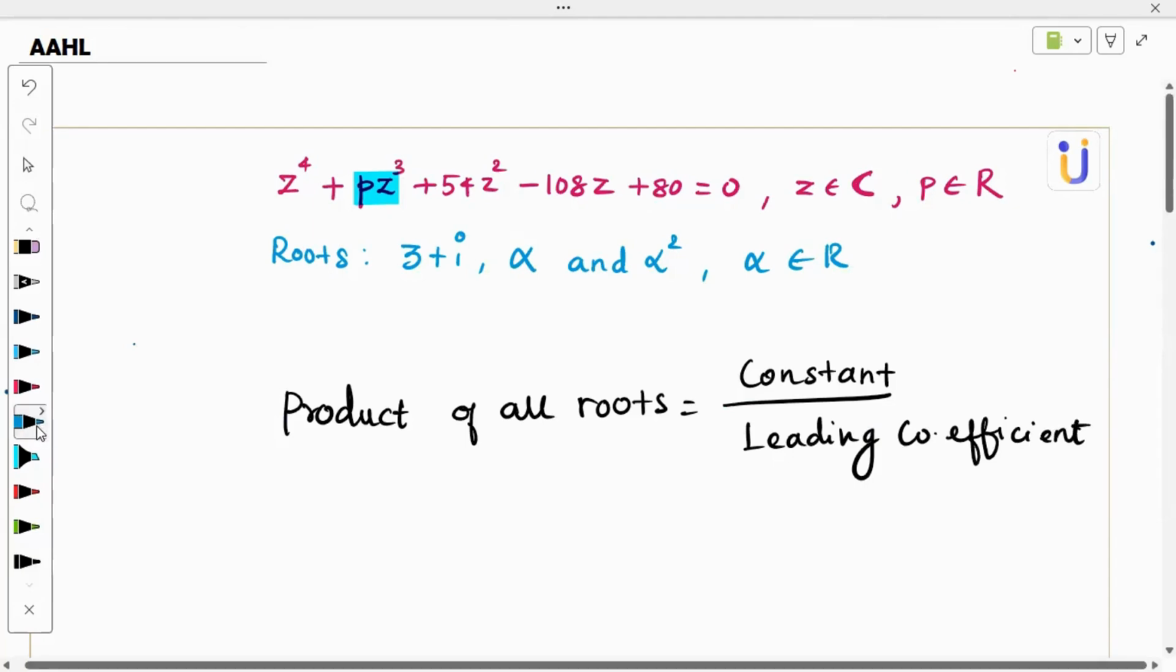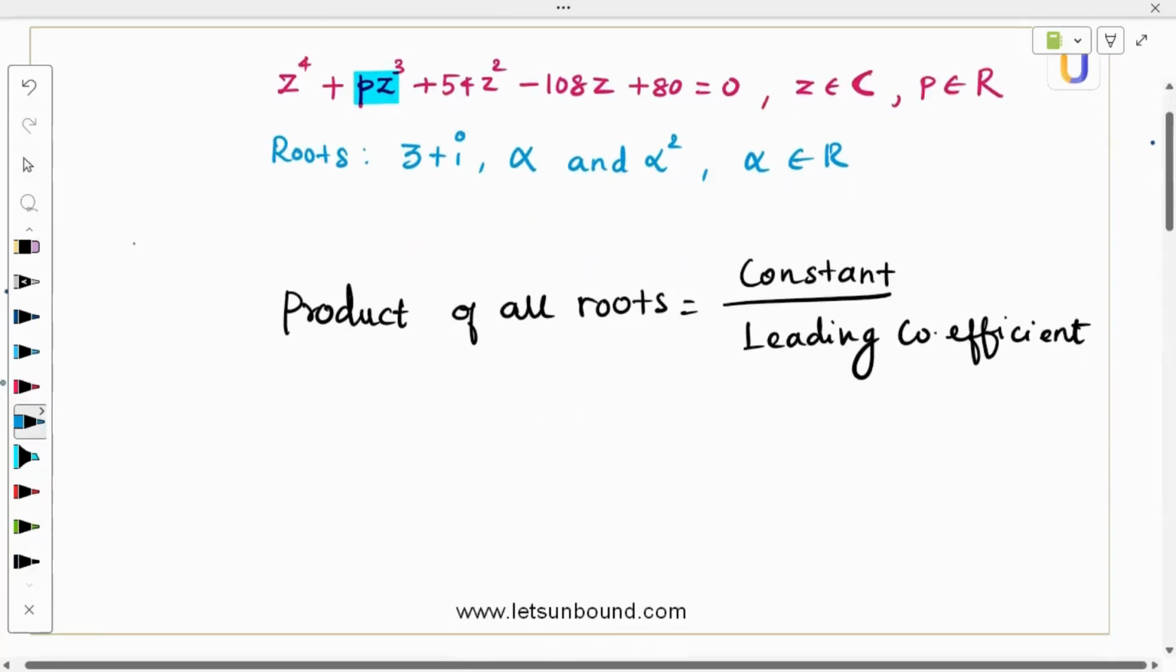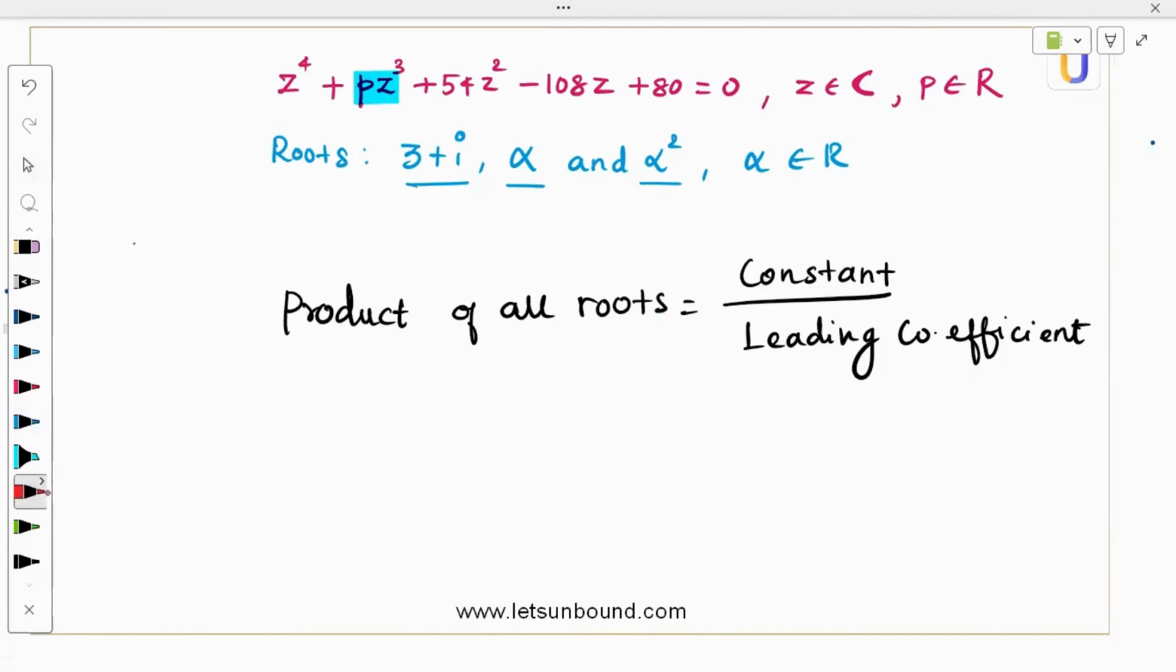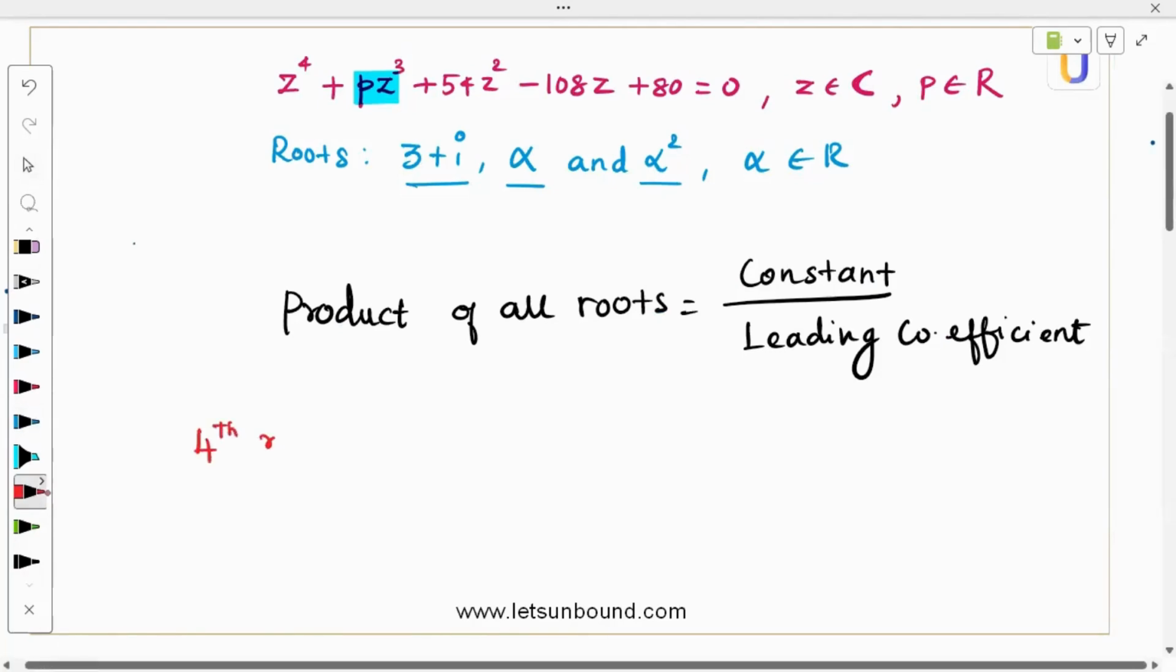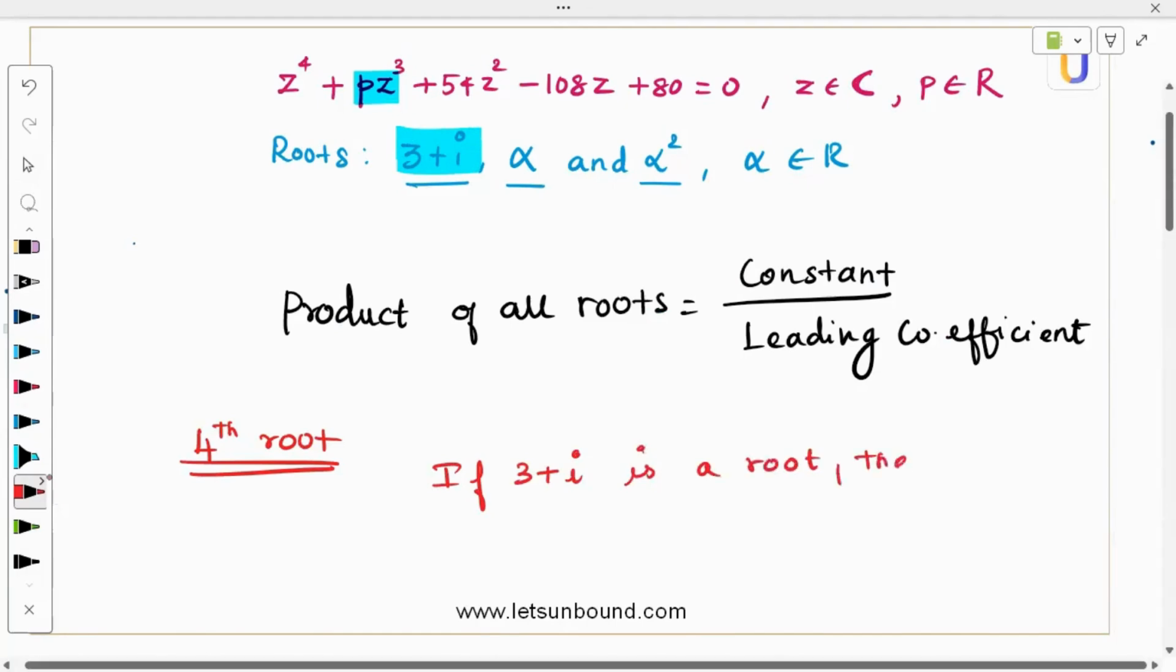In this case, what are the roots? 3 plus i, alpha, alpha square. 3 roots only we have, but at most it has 4 roots, right? So what about the fourth root? That's the question. So fourth root, we have a very cool trick here. A complex number is given. Complex roots always occur in conjugate pairs, right? So if 3 plus i is a root of an equation, then for sure its conjugate is also a root.